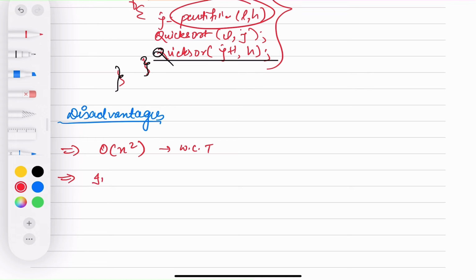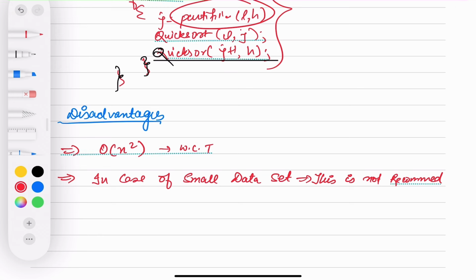Now, in case of small data sets, this is not recommended. Why is it not recommended? Because for small data sets you have other options which can do it quickly. You just compare and do it, you need just two or three comparisons and done. But if you are using quick sort for that, it becomes a time consuming algorithm. So for smaller data sets it is not that optimized or efficient, whereas for larger data sets, yes, it is.